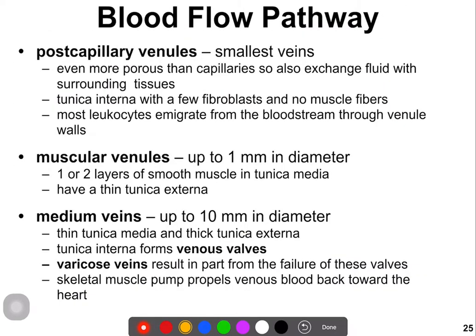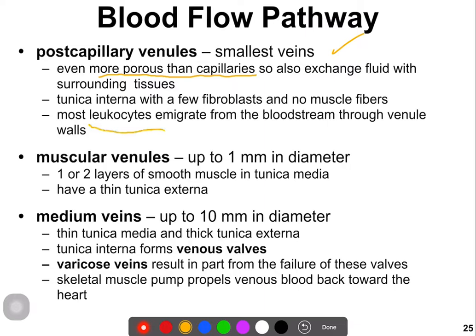Now, when you're following the venous system, we're going to work our way from smaller to medium to larger vessels. The postcapillary venules are the smallest of the veins. Interesting thing, they're actually even more porous than the capillaries. So we have exchange of fluid with the surrounding tissue even within them. They have a tunica interna and some fibroblasts, but no muscle fibers at this point. And this is also a place where leukocytes can move from the bloodstream into the surrounding tissue when needed.